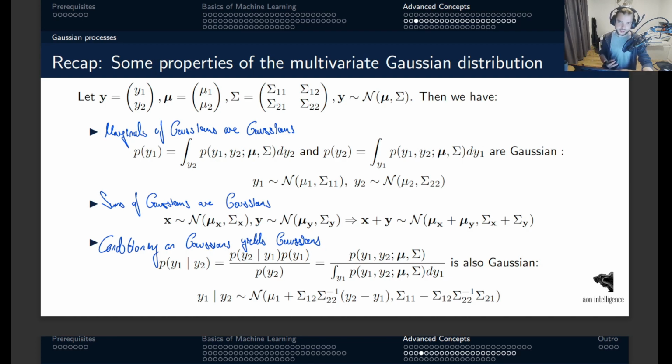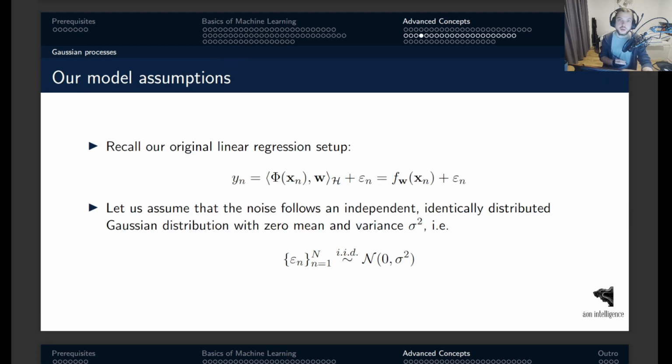It's all Gaussians. Okay, now let's return to our linear regression model. And in this setup we had that we assume that a label y is equal to the inner product of some feature mapped observation, where the feature map might be the identity, of some observation xn and the parameter vector w in some reproducing kernel Hilbert space.